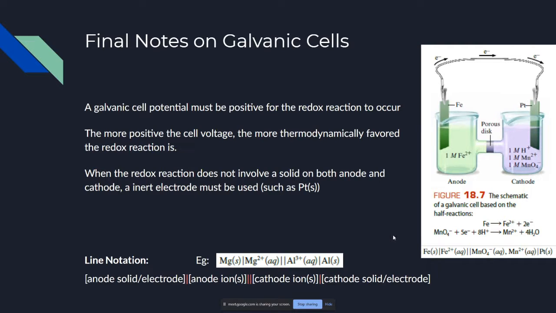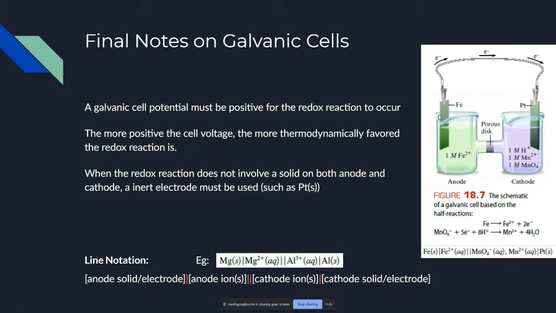Where that inert electrode sometimes comes up is if you're ever looking at line notation, which is what you see down here. It's a way, instead of having to draw out this beautiful diagram of a galvanic cell, to use what's called line notation, where you can see the overall formula. You have the solid that's at the anode all the way on the left side, separated by one bar, and then the ions that are at the anode. Then you have two bars to represent that you're now going to the cathode. So you have the ions at the cathode and then the solids at the cathode. In this example, I have included the line notation.